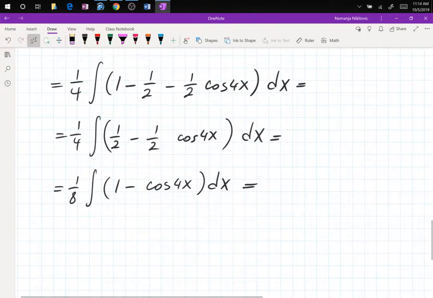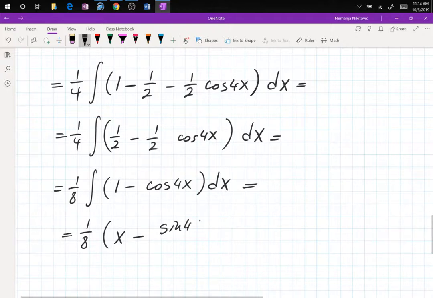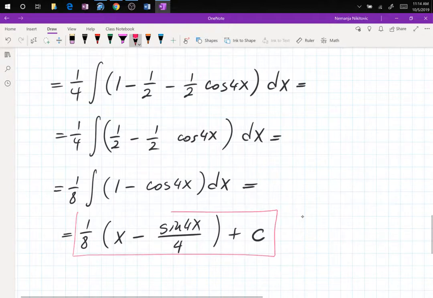So now we can integrate using basic integration. This is 1/8 x minus the integral of cosine, which is a positive sine, 4x. Don't forget to put over 4, because when you have the 4 in the angle, it goes out as a division. And that's it. There was no U sub in this question. It was just a ton of algebra to solve this.